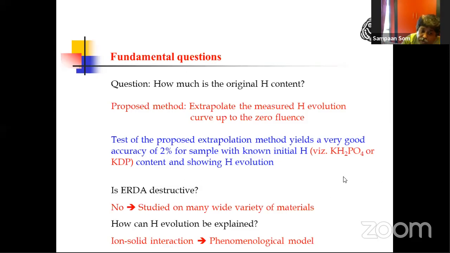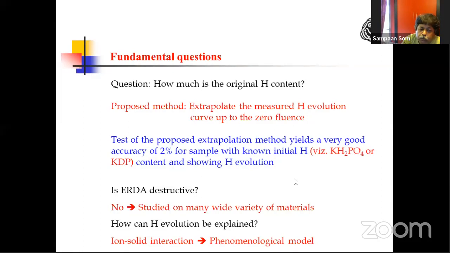So the question is, is it destructive? The answer is no. It has been studied on a wide variety of materials throughout the world since its discovery. And how can hydrogen evolution then be explained? As I told you earlier, it is an ion-solid interaction, which can be explained through phenomenological modeling, as we have done in several systems. I have shown only one example, for one type of DLC sample.